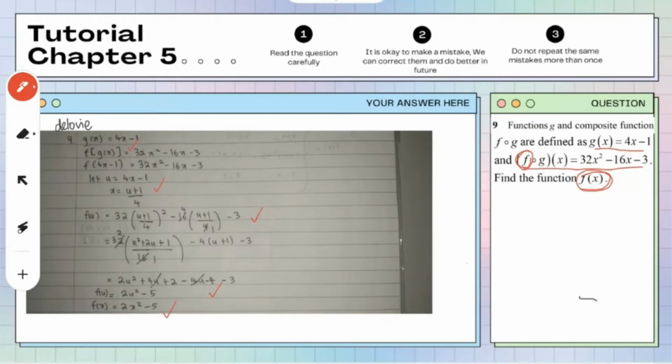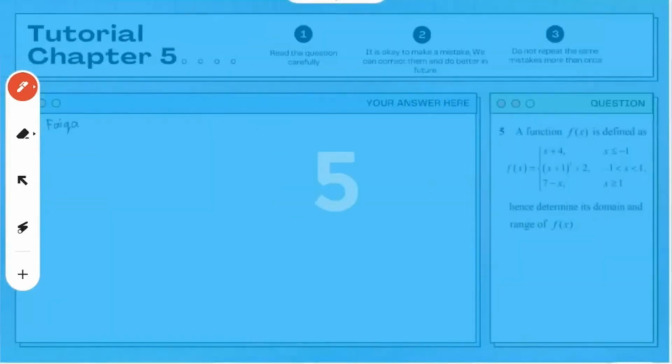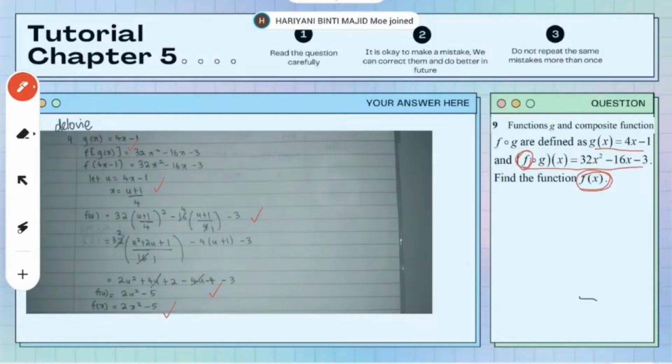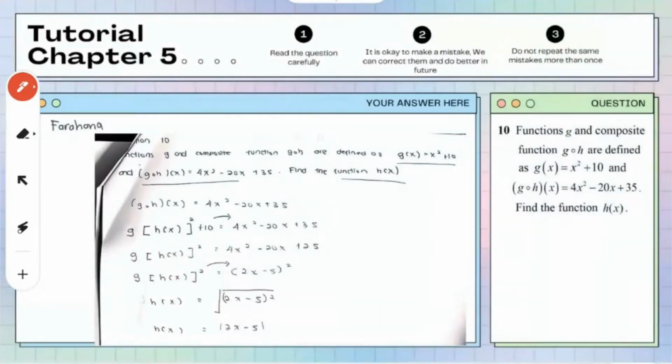Okay, so next kita tengok yang sini kejap. Dah ada belum? Belum lagi, Faika belum lagi kan? So kita move kepada question number 10 dulu. Okay, Rana dah share dah question number 10.